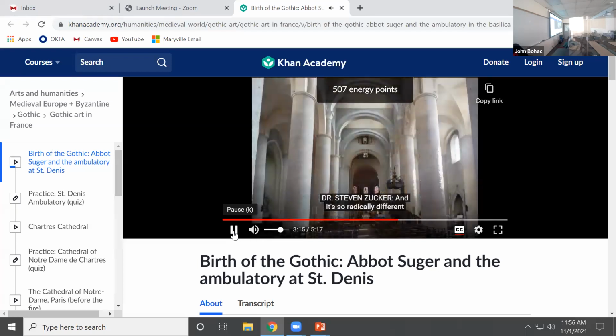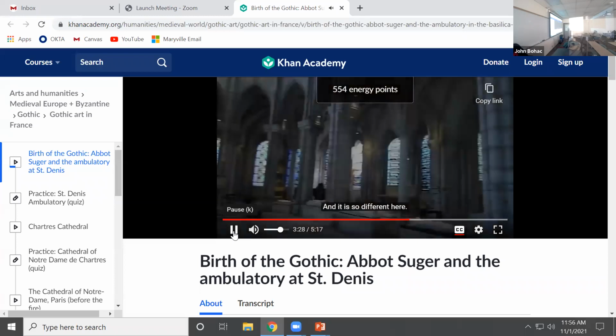And it's so radically different from the Romanesque that came before, which felt so solid and where your eye was always drawn around that rounded arch back down. And you felt the sense of gravity, you felt a sort of rootedness with the Romanesque. It was so different here.